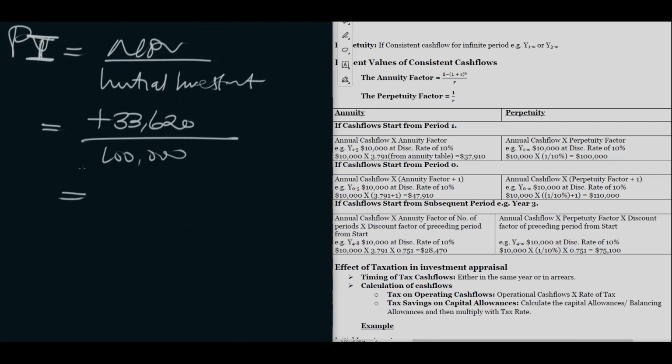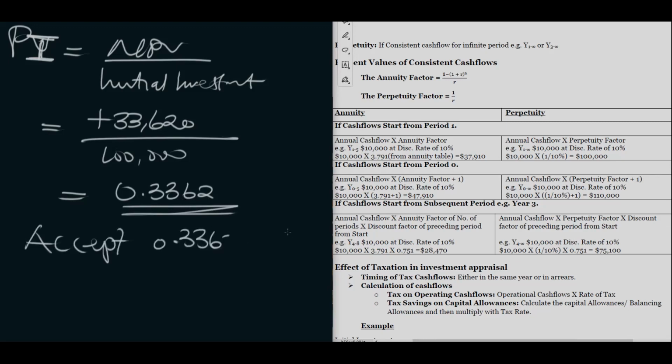That means we have 0.3362 for every 1 invested, right? That means we generate what? 33.62 Ghana pesewas of NPV for every 1 cedi invested in this project, right? So in that case, you accept because what? 0.3362 is greater than what? Greater than 0. Remember, I told you that with this method, if PI is greater than 0, you have to accept the investment. Not so? So that is it.